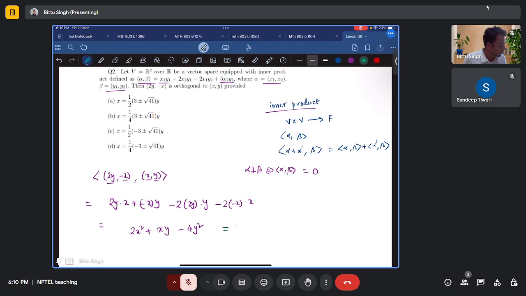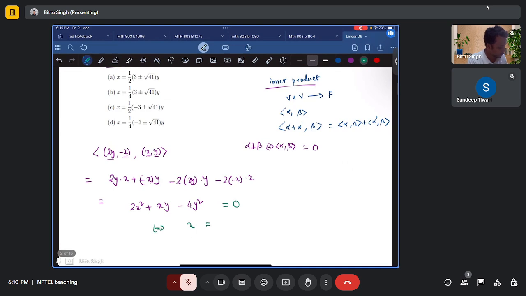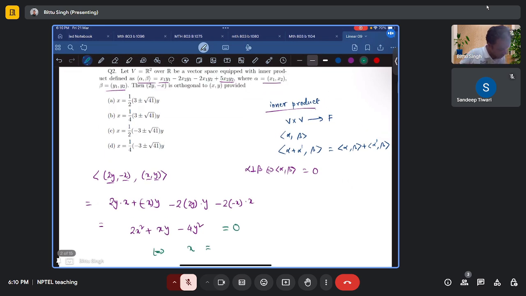This is 0 if and only if x, just solve this quadratic equation. It is the same as minus b. Is there something wrong?